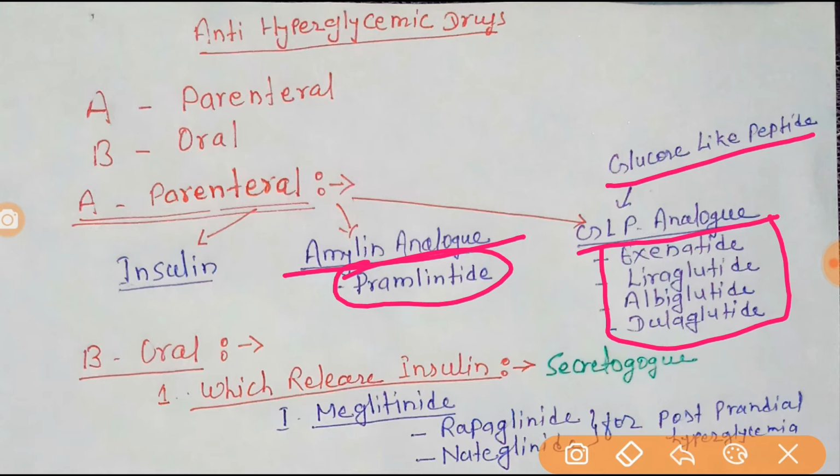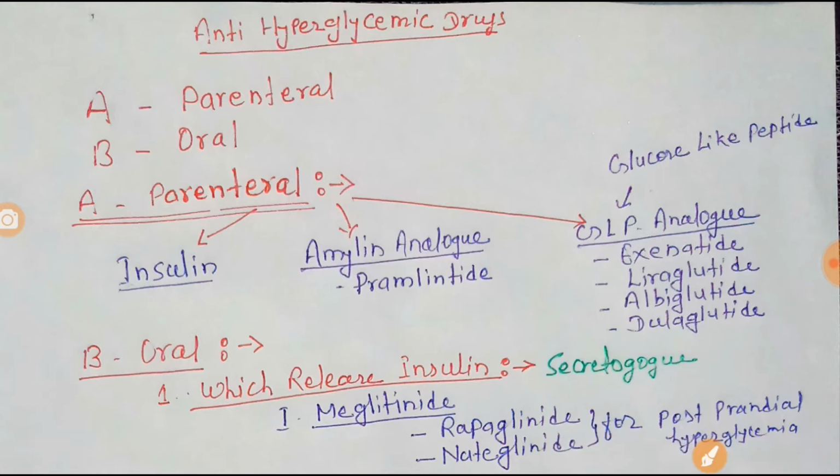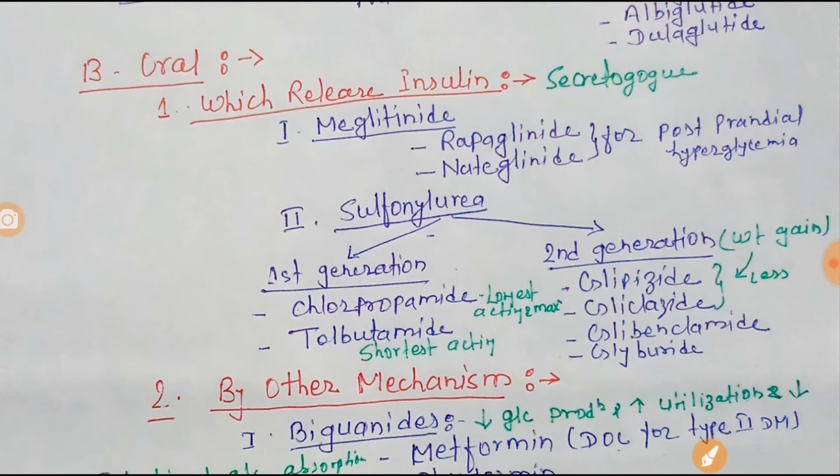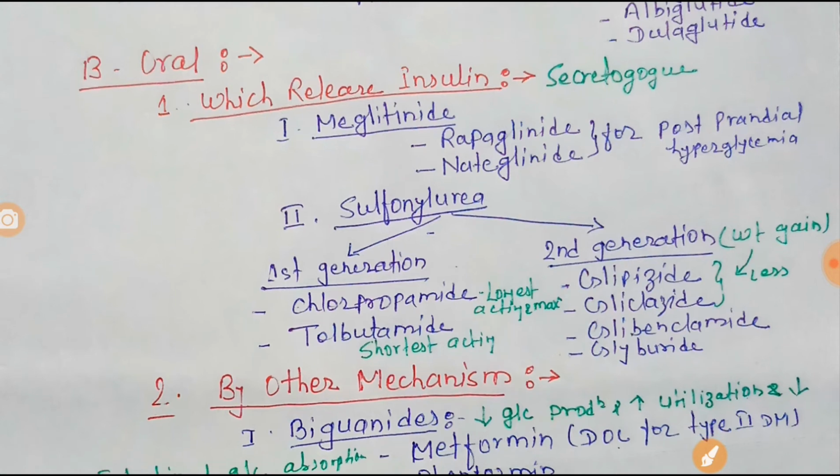Next one is oral. Oral glucose reducing agents which release insulin, that means insulin secretion enhancers, are known as secretagogues. They are of the following types.